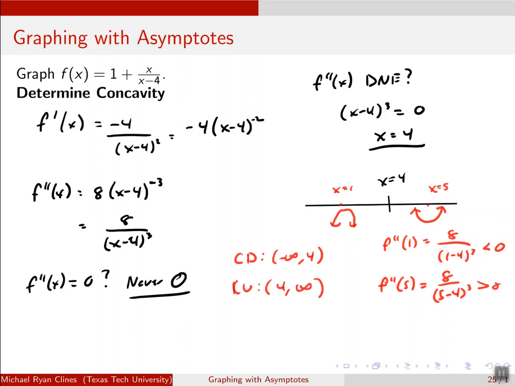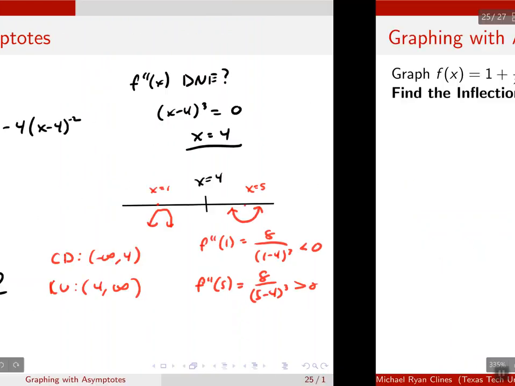Why? Because we can't include infinity in these intervals. We can't include x is equal to 4, because at x is equal to 4, the second derivative does not even exist. Cool. All right. Now, let's move on to the next part.